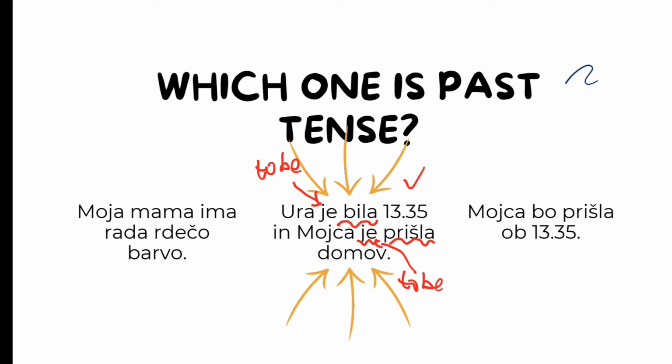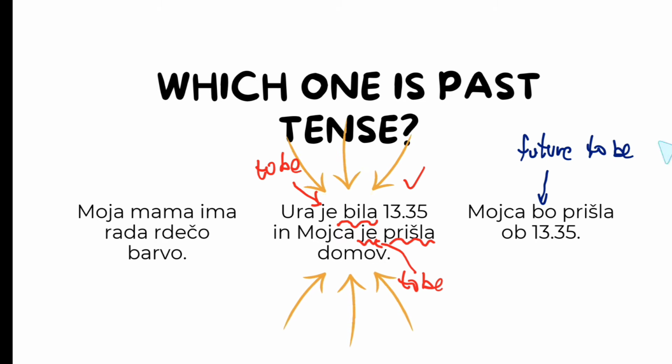And how do we know the other ones are wrong? Well, here we have Mojca bo prišla ob 13:35. So here we have the future to be. Okay? And L ending. So that's how we know this is future tense. And for present tense, we know that moja mama ima. So first of all, this is very obviously present tense because we used ima.